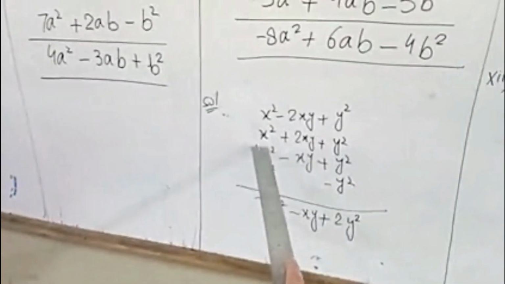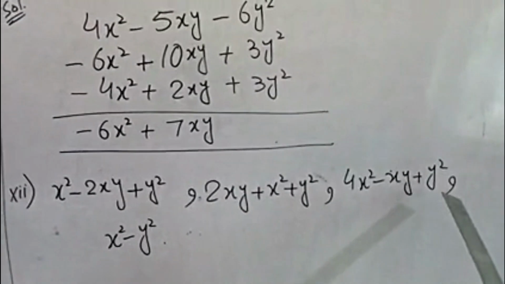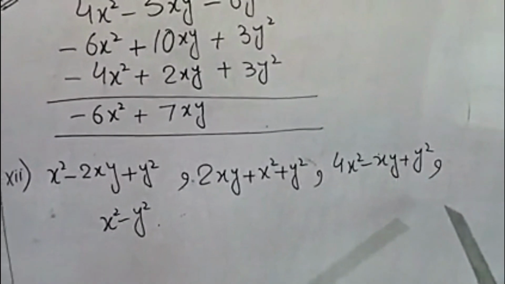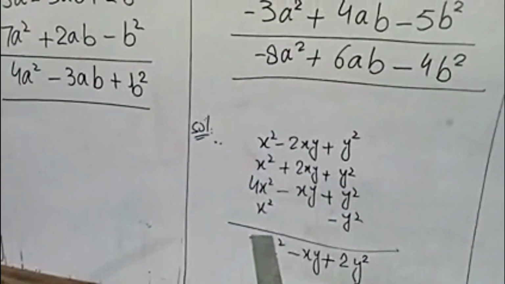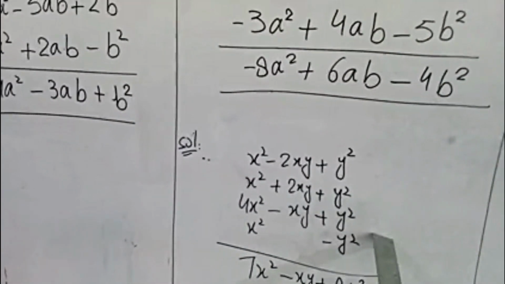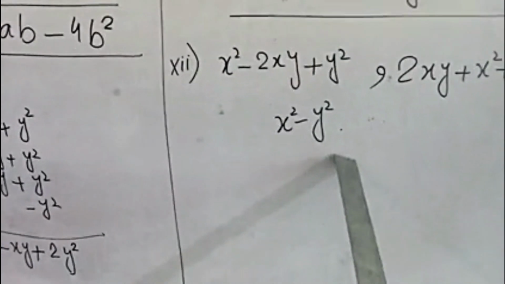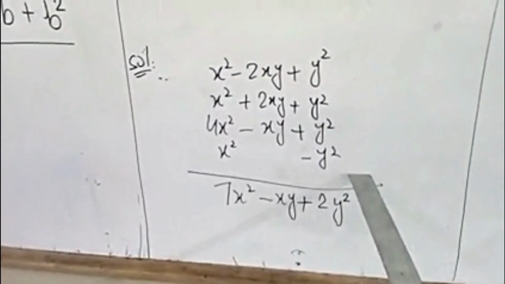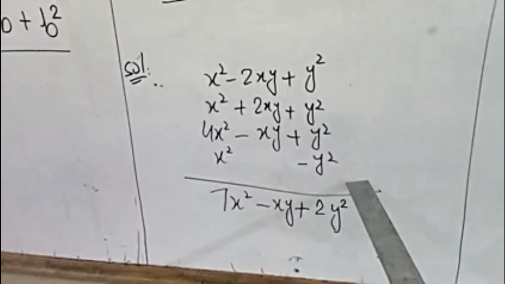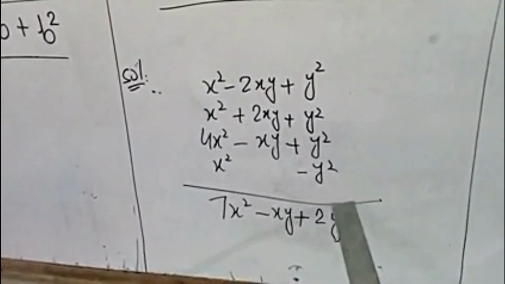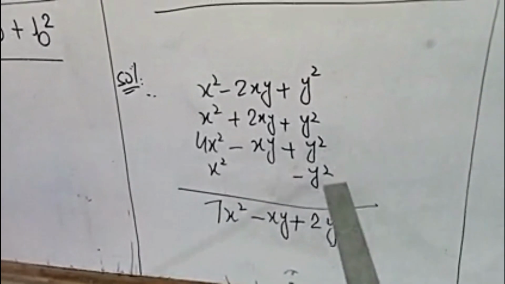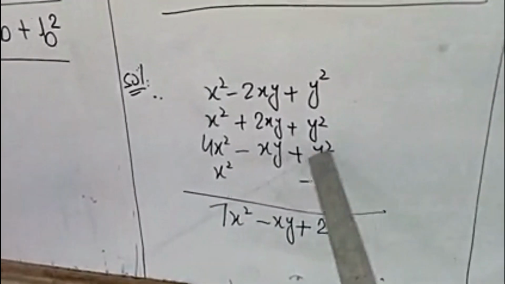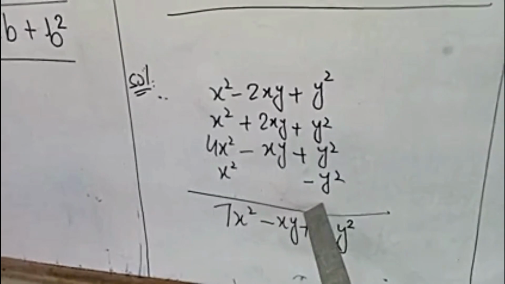Right here x square plus 2xy plus y square. Similarly from here the third term, 4x square minus xy plus y square. Right here 4x square minus xy plus y square, and then the last term x square minus y square. Right here x square minus y square. Now start adding these terms. First of all, see, this is positive y square and this is negative y square. These two terms will be cancelled from each other.